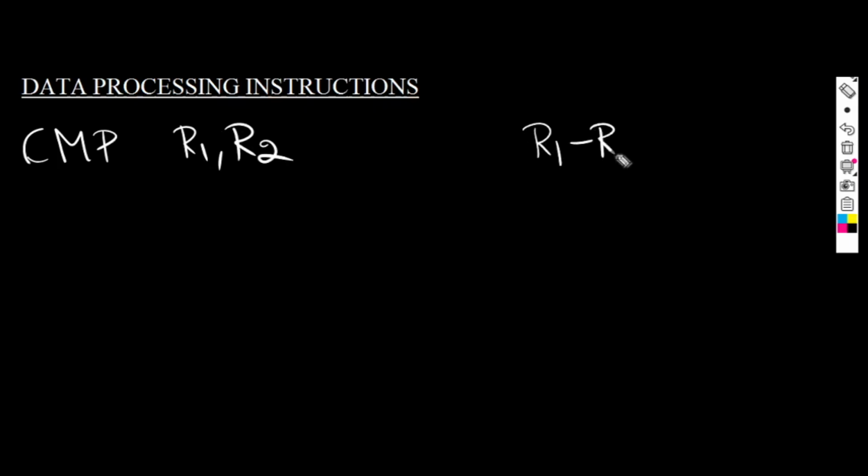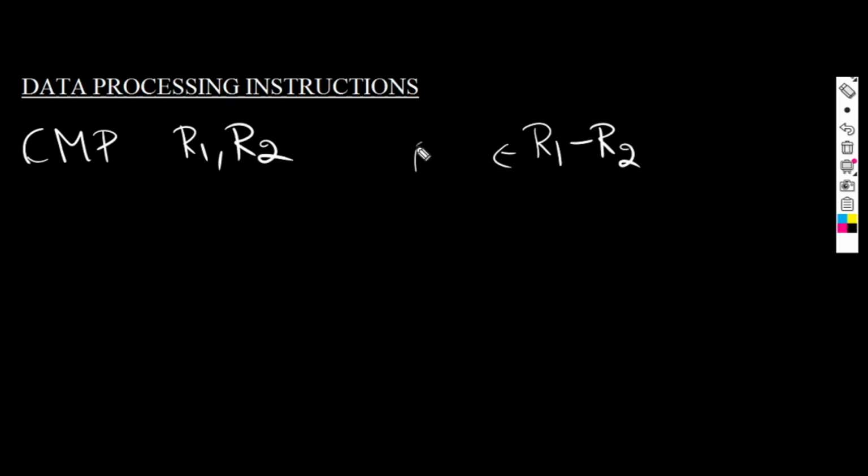Next we will learn about the compare instructions. In case of the compare instruction, the very first instruction which comes into our mind is CMP R1, R2. What actually happens here is R1 minus R2.